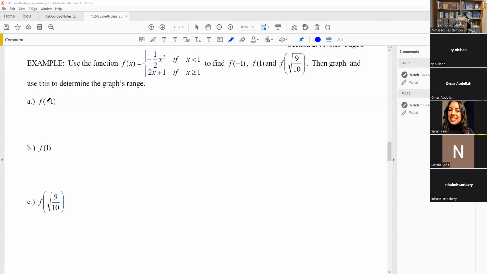So for instance, for f of -1, -1 is less than 1, so use the first equation for part A. Again, you want to do the same thing. So take a minute or two and answer these. I'll be back in a minute, and we'll go through all these together, and then we'll take a look at the graphs. I'll be back in 1 minute here.